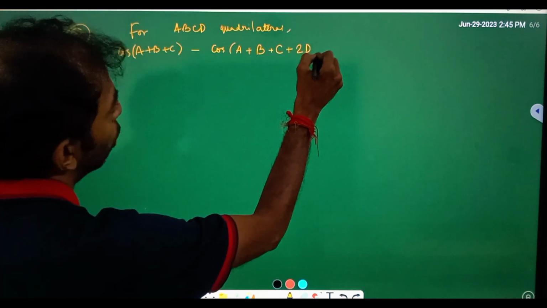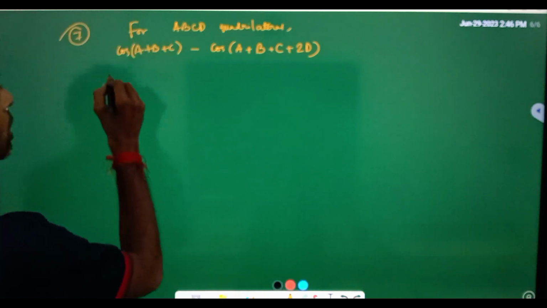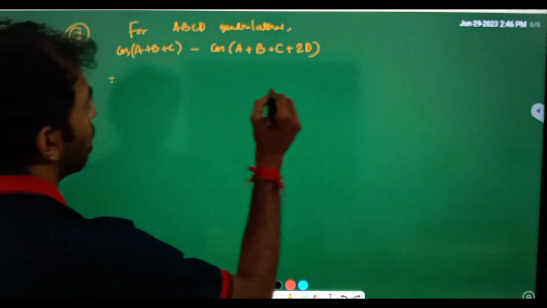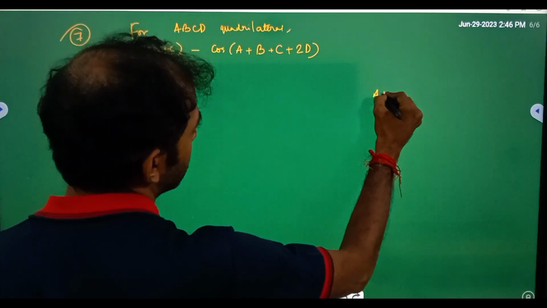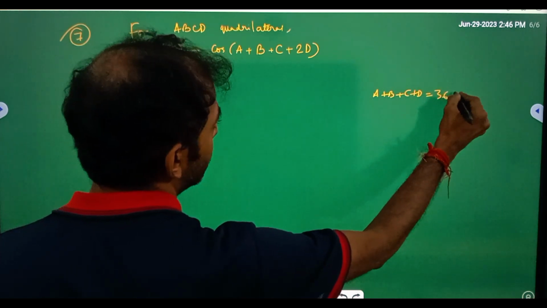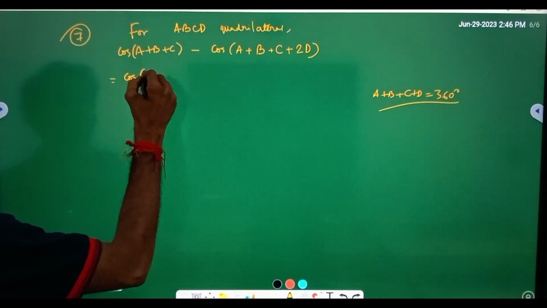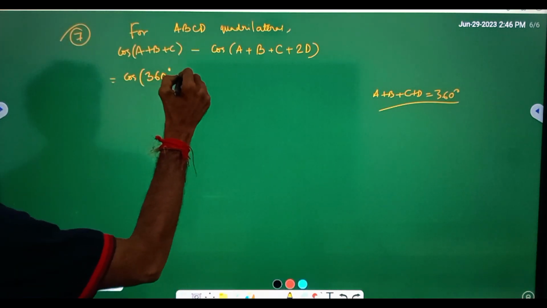That's going to be 0. You need to prove this one. Okay, so we all know that for a quadrilateral ABCD, A plus B plus C plus D is always 360. We all know that thing. So if this equals 360, that will be cos of 360 minus D, right?